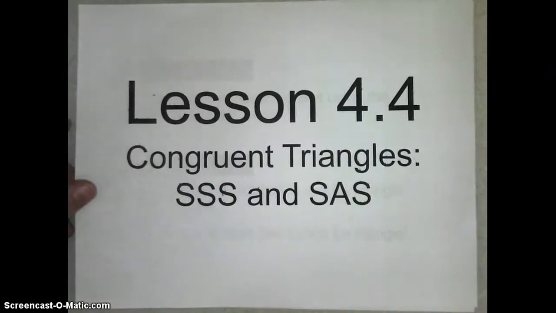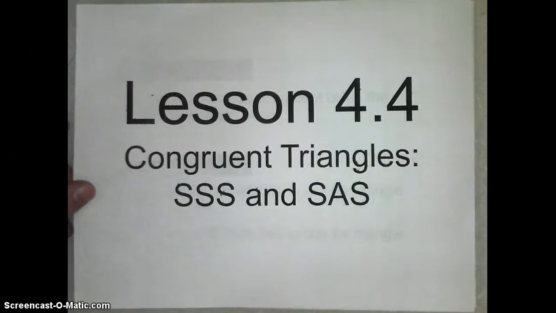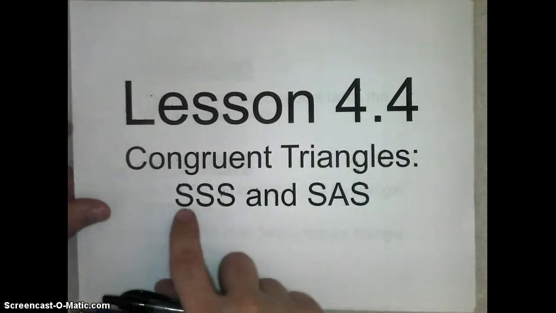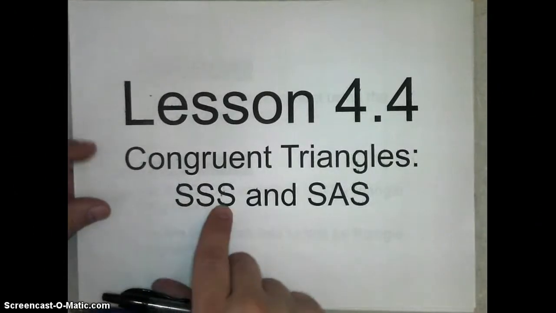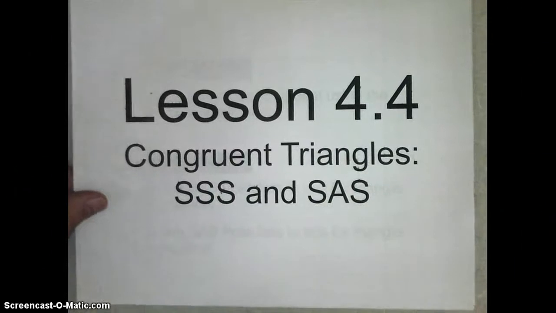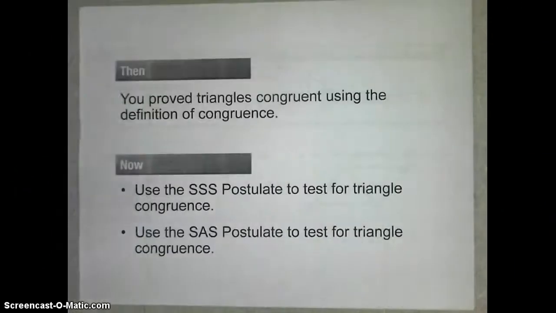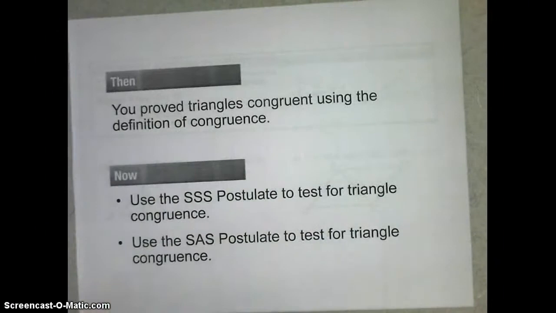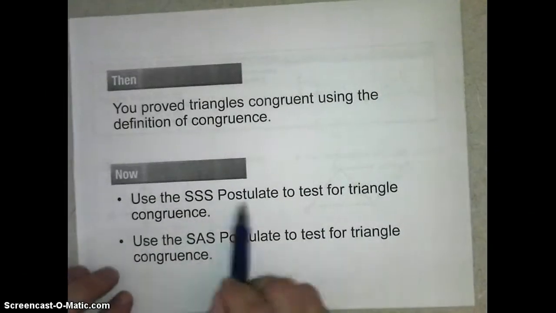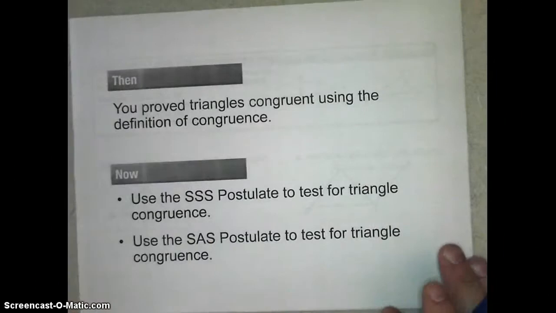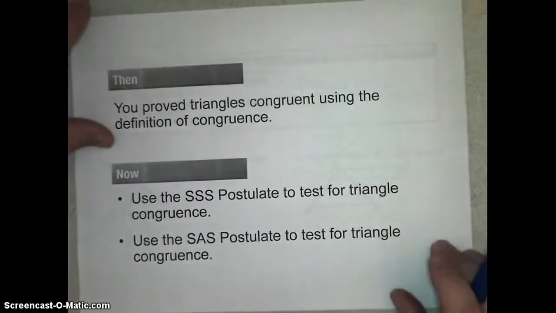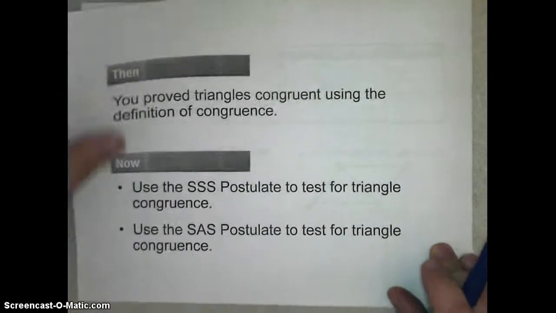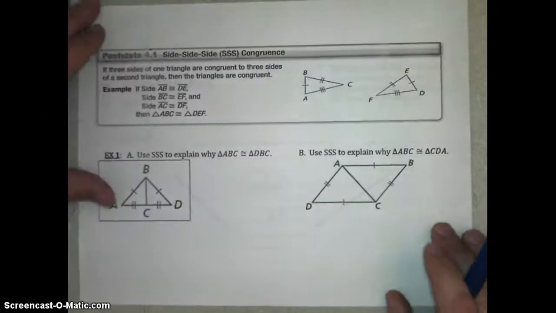But now what we're going to show you is there's actually a way to do it showing fewer steps, and that's through what we call side-side-side congruence and side-angle-side congruence. We're going to talk about those in this lesson. Like I said, previously we used the definition of congruence to prove triangles are congruent, but now we get to use shortcuts. We'll use the side-side-side postulate and side-angle-side postulate to test for triangle congruence and to prove triangles are congruent. So let's learn what those are.